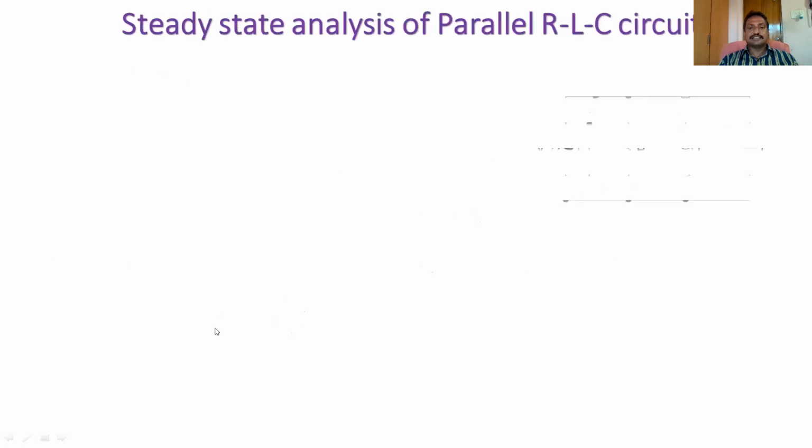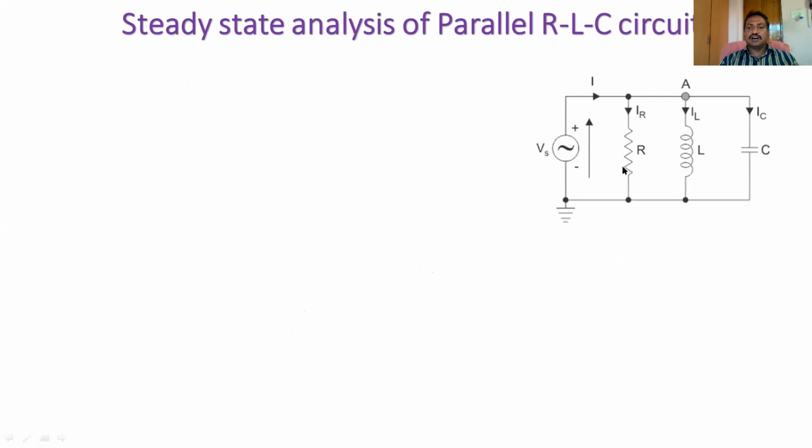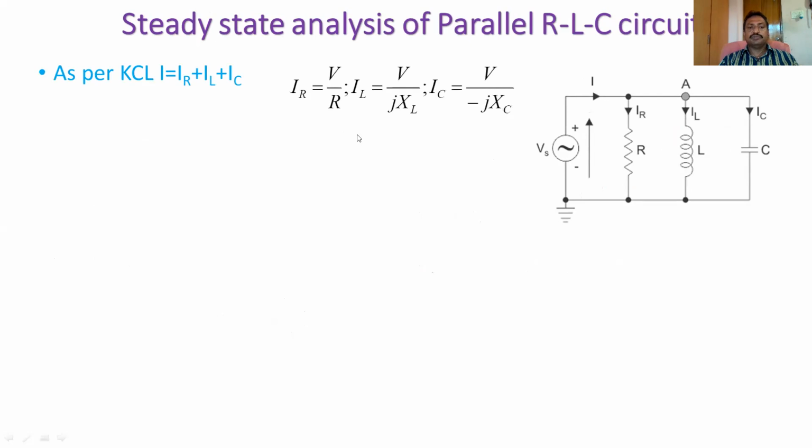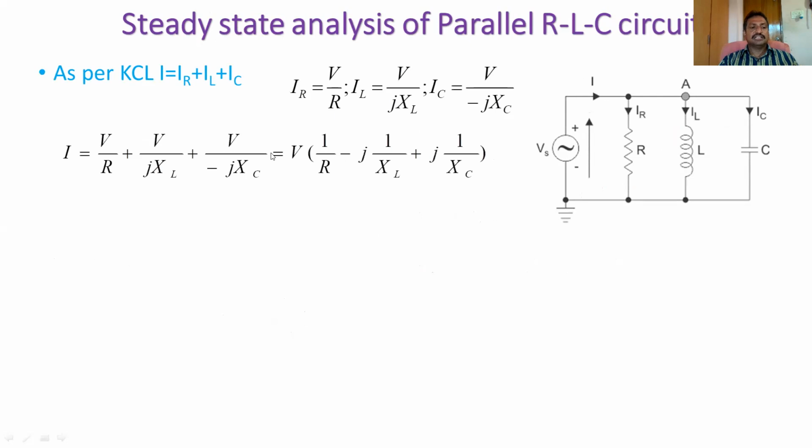Next, RLC. Here we see that R, L and C are connected in parallel, given to the AC supply. Immediately apply KCL. IR is equal to V by R, IL is equal to V by jXL, IC is equal to V by minus jXC. Substitute that. When we substitute, take V common: 1 by R minus j into 1 by XL plus j into 1 by XC. Here the j from the denominator goes into the numerator with the sign changed, so that's why it is written like this.